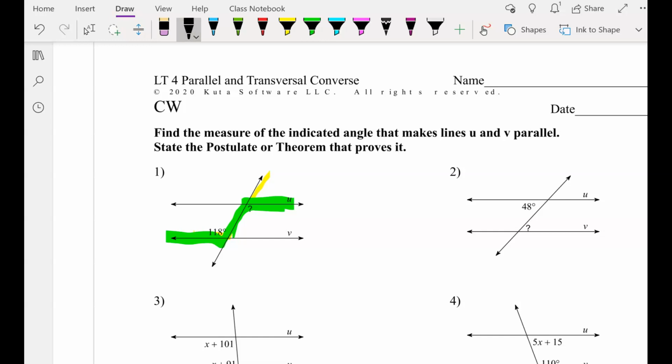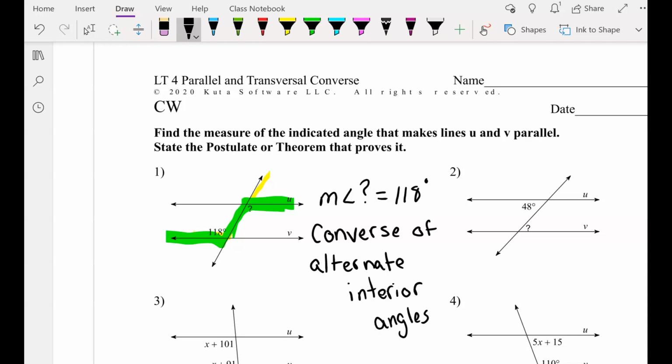So they say, what would the measure be? We would have to be, if they were congruent, so if it was also 118, and then you'd state the postulate or theorem. And in this case, it would be the converse of alternate interior angle theorem. Okay, so this is super important. If you don't put converse on it, it's going to be marked wrong. It is the converse of alternate interior angles.